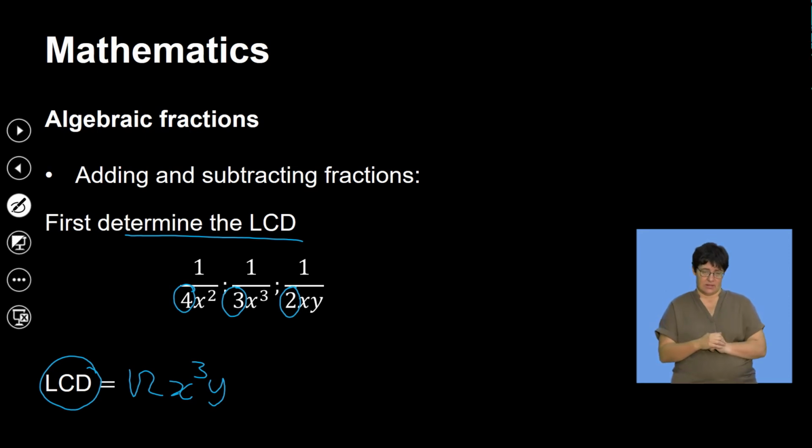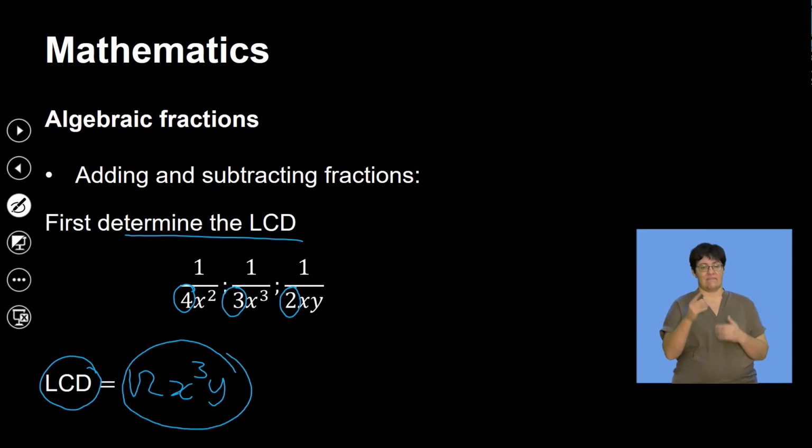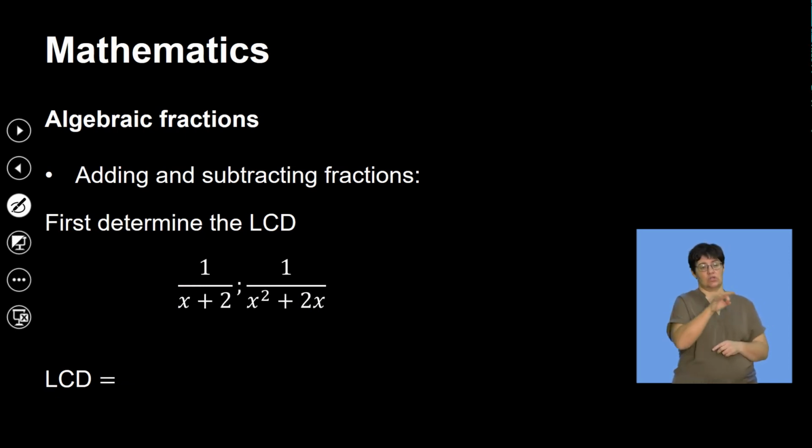Now, remember when you're dealing with fractions, the goal is to always have your denominators be the same. So you will multiply each fraction by whatever factor will make the denominator the same, which is in this instance 12x cubed y.